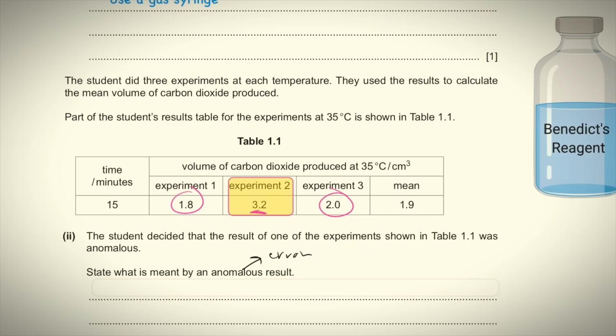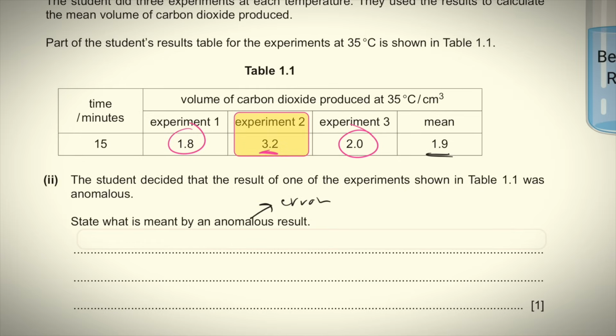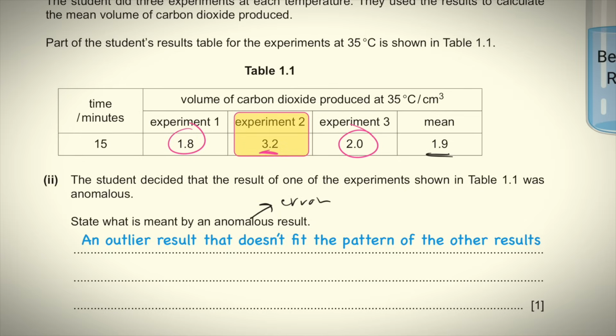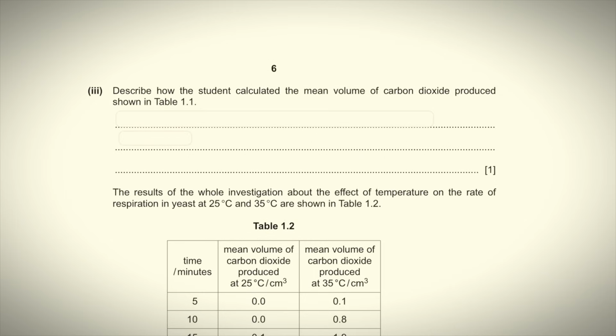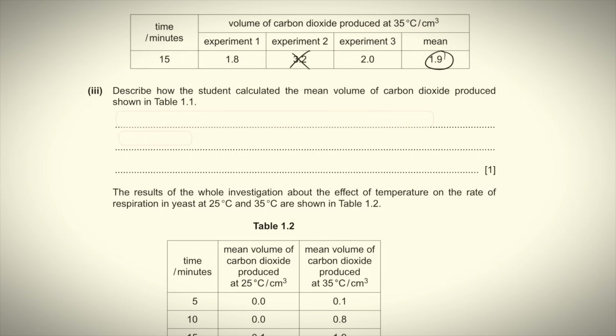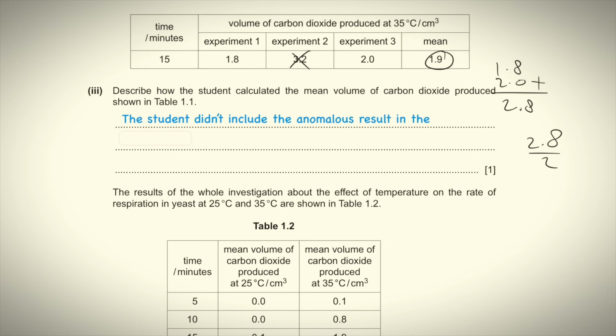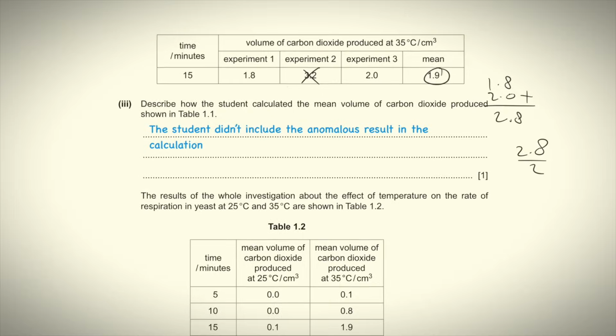And whoever was calculating the mean ignored it, right? He did not consider this result in his calculation. So I'm going to say it's an outlier, a different result, a result that doesn't fit with the other results, okay? Next, they said, describe how the student calculated the mean volume produced there. As if someone's asking you, how did he get that value? He ignored that, right? He took 1.8 plus 2, added them up, 2.8, and then divided by 2, okay? And he got that mean. So he eliminated the anomalous result, which is always the case. If you find that one of your results is wrong, then you must eliminate it from your average result.